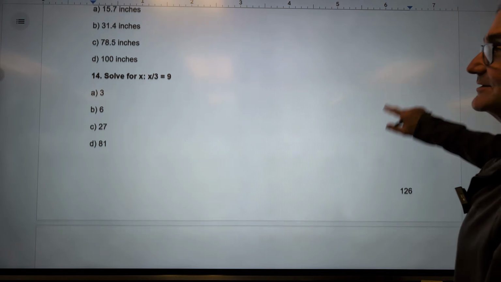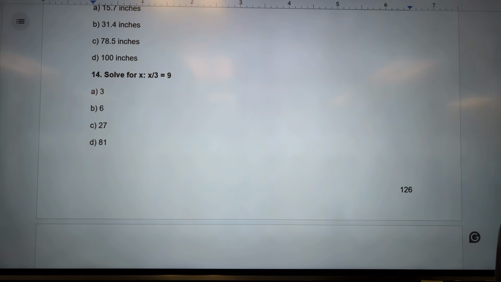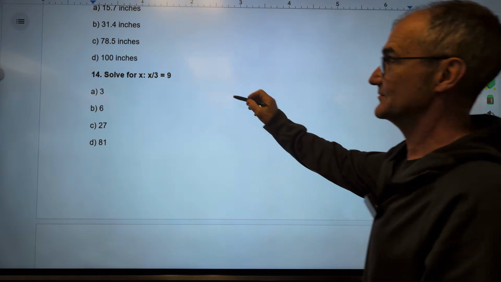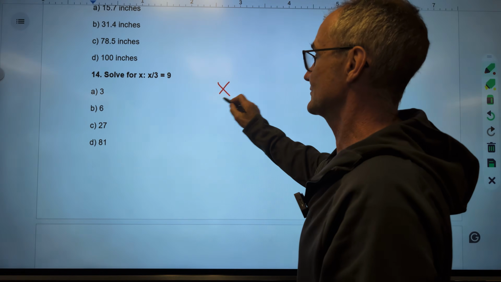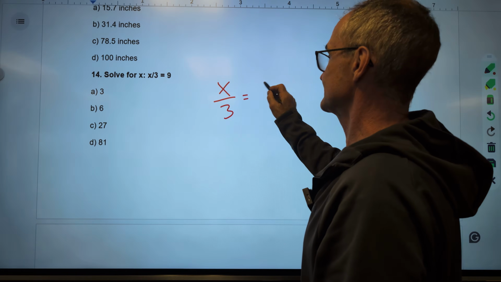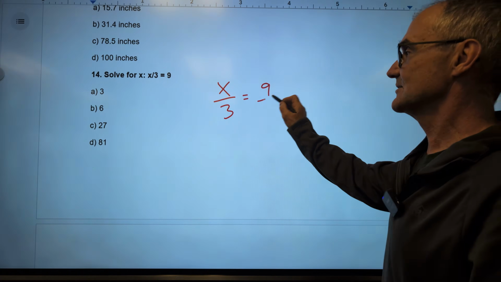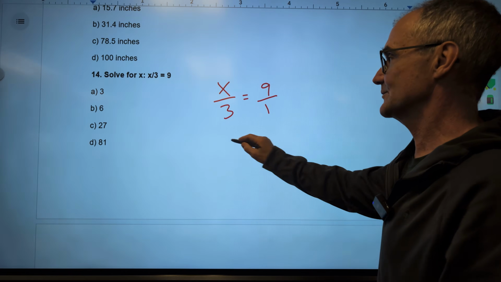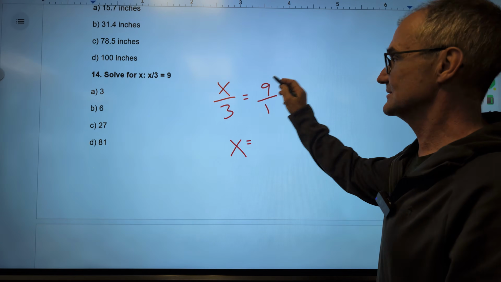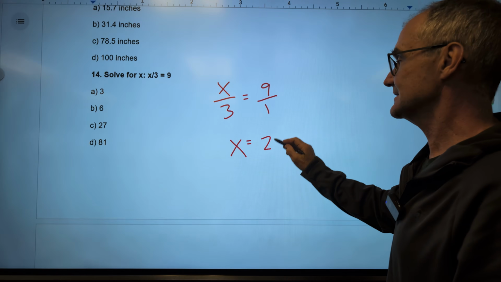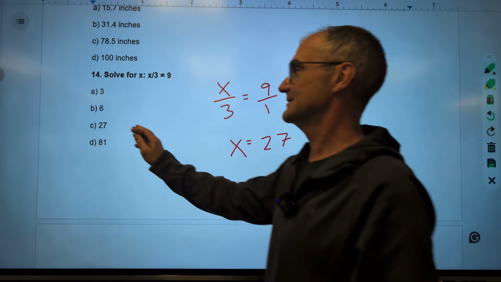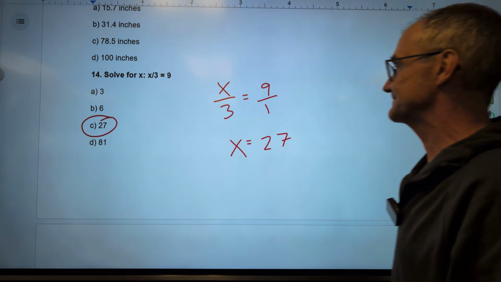Moving this thing up, number 14. Solve for x. X over 3 is equal to 9. The way I do this, one ratio equal to another, cross multiply. X times 1 is equal to 3 times 9. Correct answer is 27.